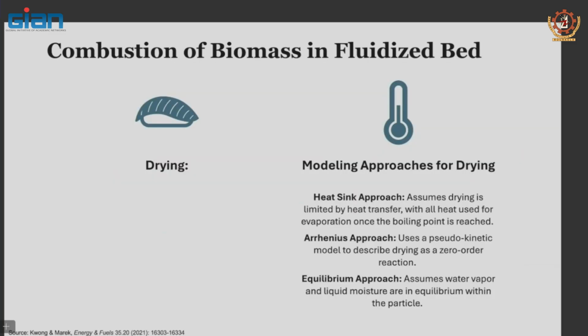So there are various ways to predict that through modeling. The heat sink approach is very easy. It's limited by heat transfer, and all the heat is used to evaporate. Then, a straightforward one is a zero order reaction model of Arrhenius that I prefer using over the other two.